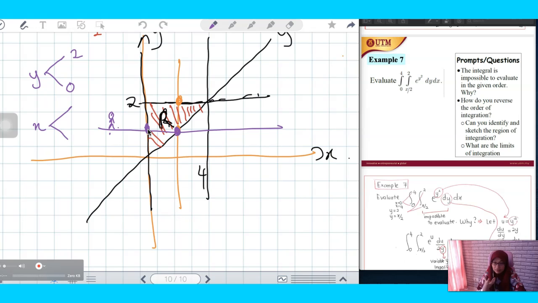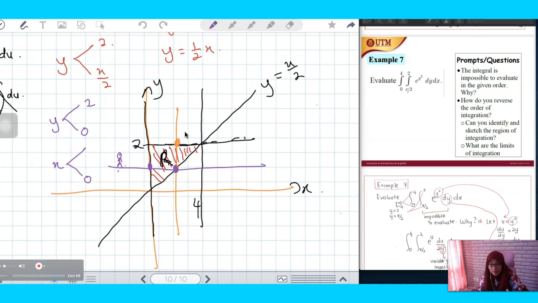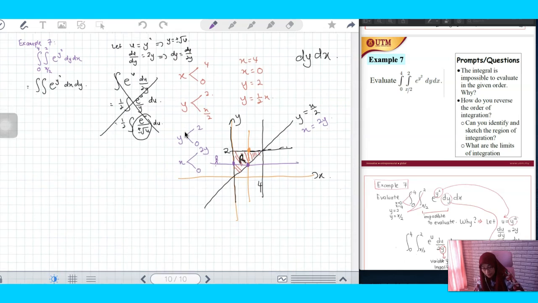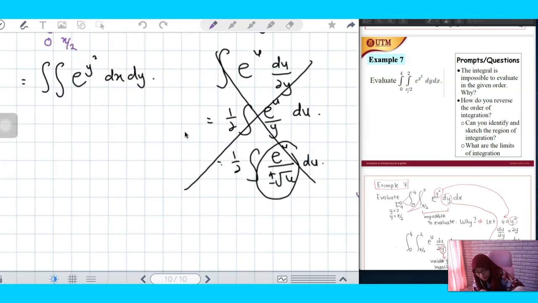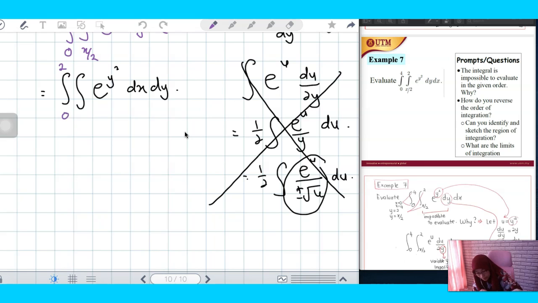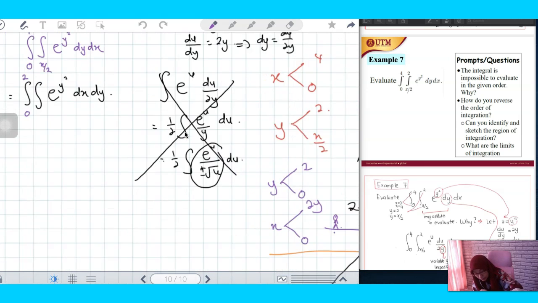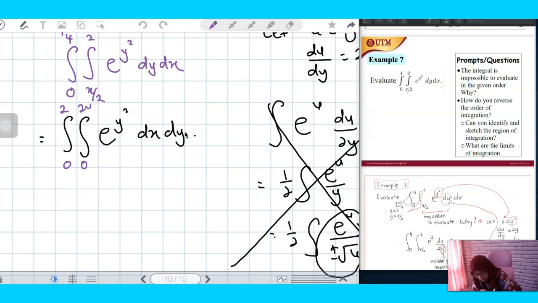So your initial point here is x. Now we read for x. Okay, x equal to 0. And this one belongs to the line y equal to x over 2. But we want x equal to, so x equal to becomes y. That is your new limit. So now we substitute. So y is 0 to 2, and then your x is 0 to y. Okay, and then we proceed to integrate.